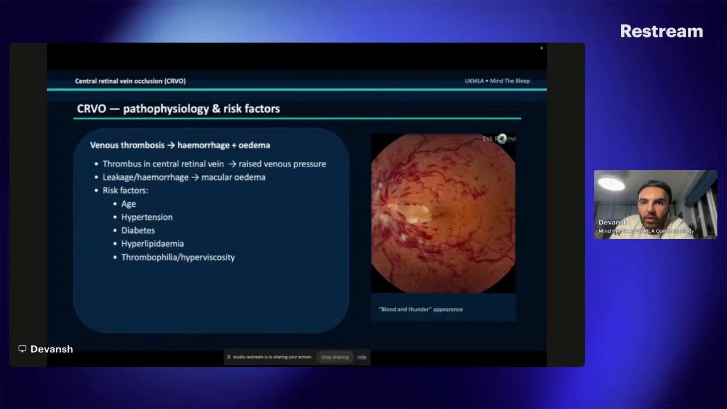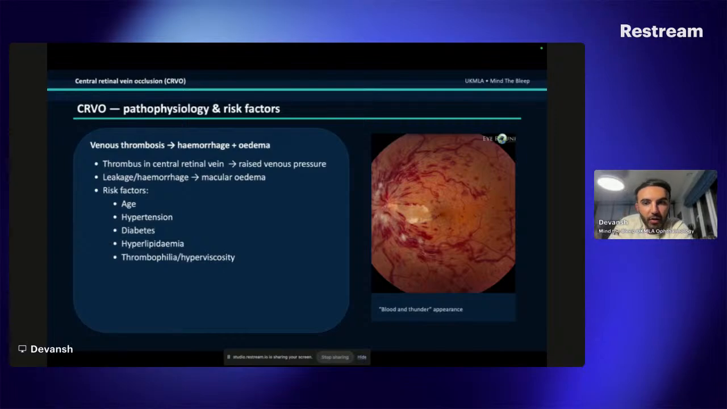So CRVO pathophysiology: this is venous thrombosis leading to that hemorrhage and edema that we've discussed. Key risk factors again: age, hypertension, diabetes, hyperlipidemia, thrombophilia, and hyperviscosity syndromes. Very important to consider, as you would with any systemic cause of thrombosis as well, whether that is a DVT or a PE. The risk factors are pretty similar. And so we're seeing a trend here when it comes to risk factors for a lot of these retinal conditions.